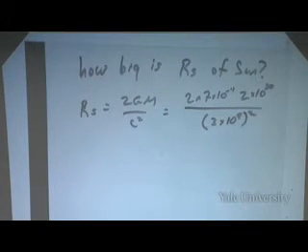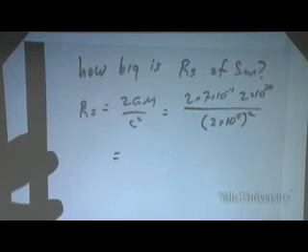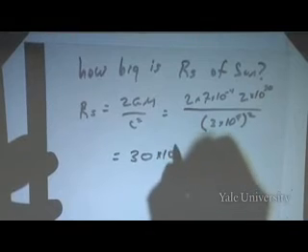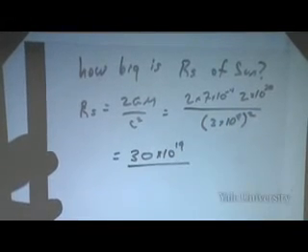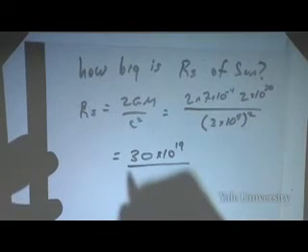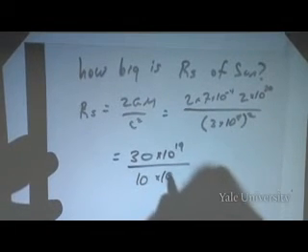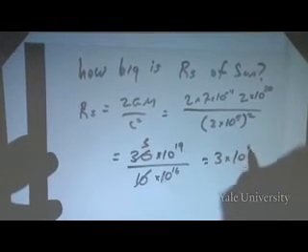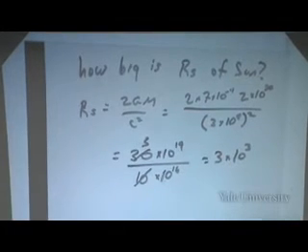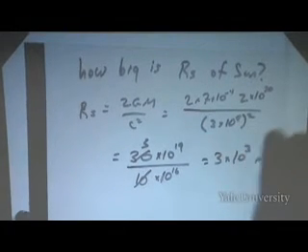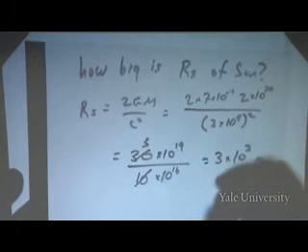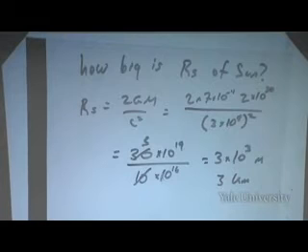Okay, so let's see. 2 times 2 is 4 times 7 is 30. 30 times 10 to the 19. 30 minus 11 is 19. Divided by 3 times 3 is 10. 10 to the 8 squared is 10 to the 16. So that's 3 times 10 to the 3, because 19 minus 16 is 3. Oh, in meters, because we're still in MKS units, because that's what we're using. That's the units of G that we've chosen. 3 times 10 to the 3 meters, that's 3 kilometers. That's pretty small for the sun.